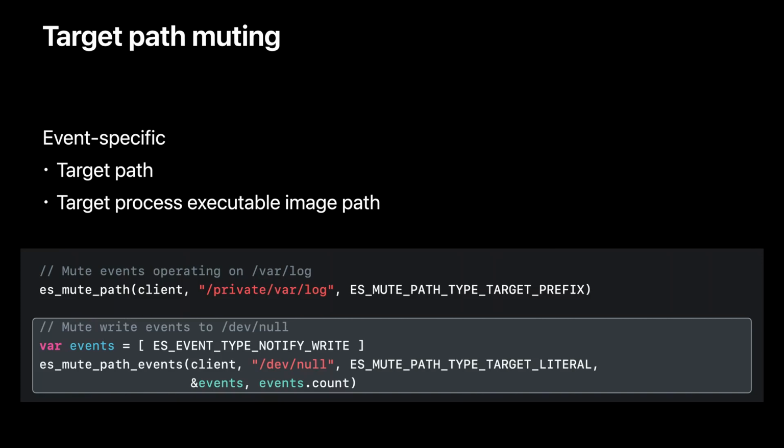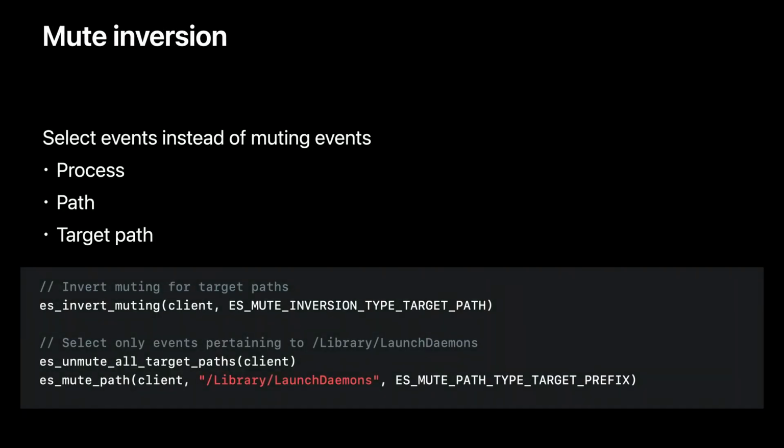The second example shows how you might use ES-mute path events to mute only write events to a single file, such as dev null. And what's more, we're even introducing the possibility to invert muting logic. Instead of suppressing events based on specified process, executable path, or target path, we now allow you to invert any of these three types of muting. Effectively, you can now select processes, executable paths, or target paths you are interested in to only receive events that match instead of don't match anything you've muted.